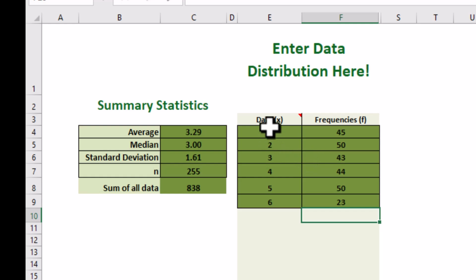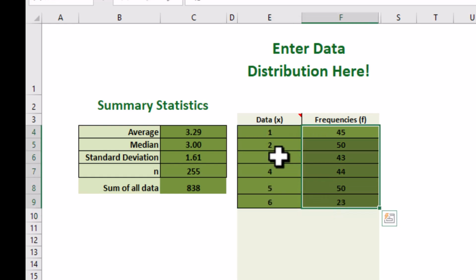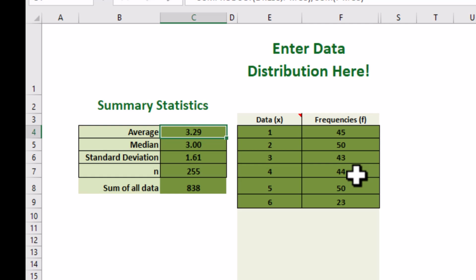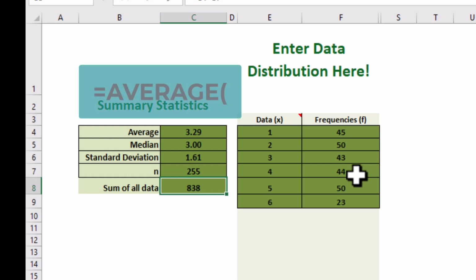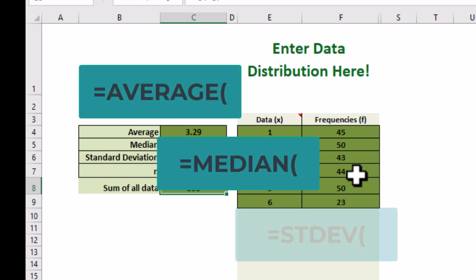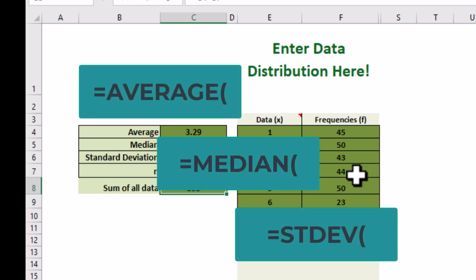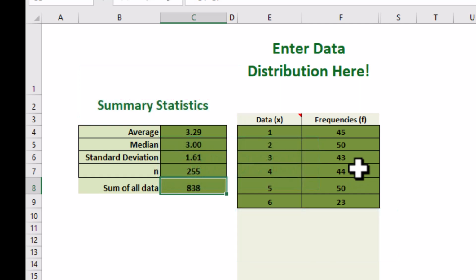With this data set, your average is going to be 3.3, your median's a 3, your standard deviation's a 1.6. Looks like you rolled it 255 times, and then this is just all the data added up. So this comes in handy. When you have just discrete data values in a list, you can just use the equals average, equals median, equals standard deviation commands. But for grouped data, this seems to be pretty helpful for my students. So that's why that tab is there.